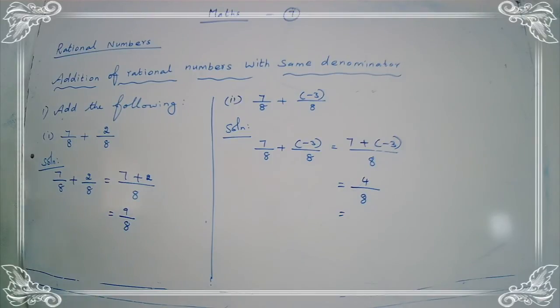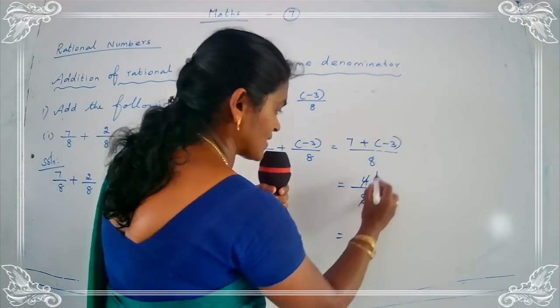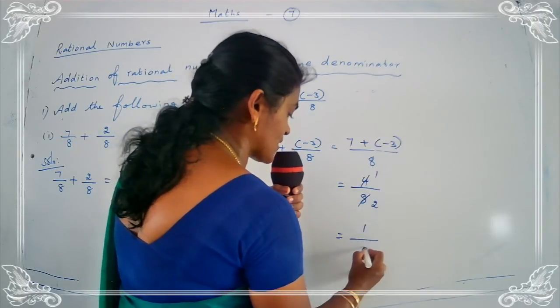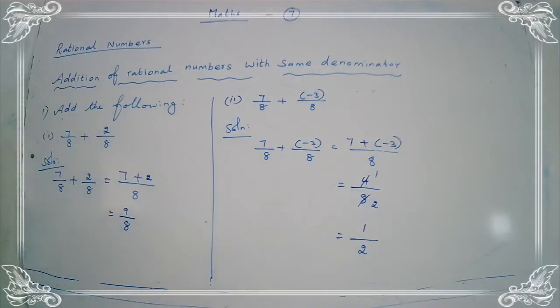Definitely. Yes or no? Yes. So that's why 1 4 is 4, 2 4s are 8. So therefore your answer is, numerator is 1 and denominator is 2. That's why your answer is 1 upon 2. Okay, children? It is clear? Yes. Now write down the classwork.